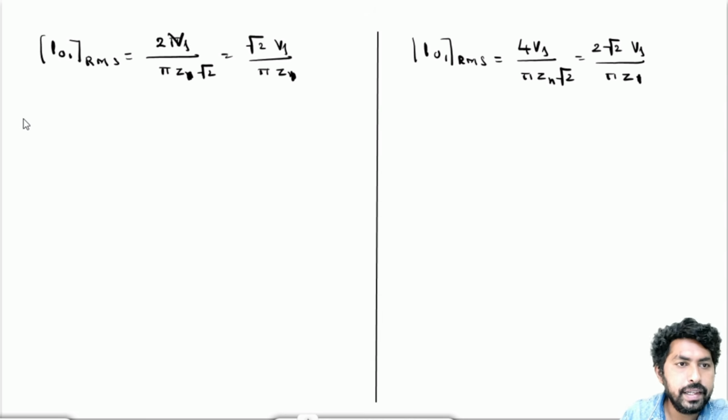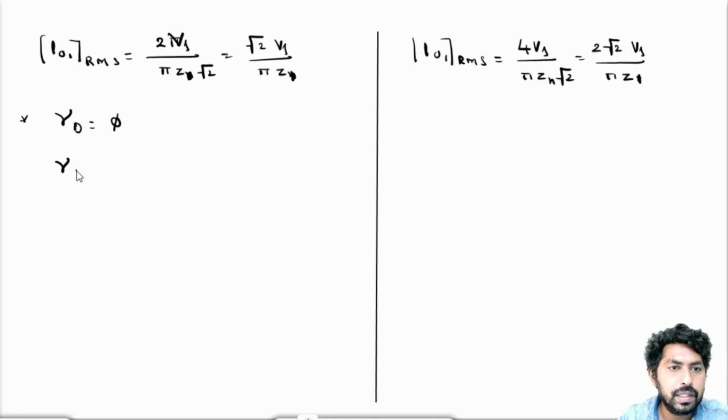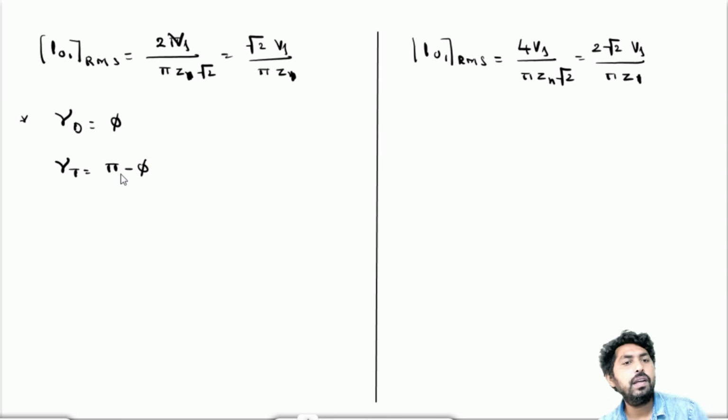So let me find the conduction period of the diode. Here the conduction period of each diode will be from 0 to π, so it will be π. The conduction period of the thyristor will be π minus φ. The thyristor is conducting from φ to π.